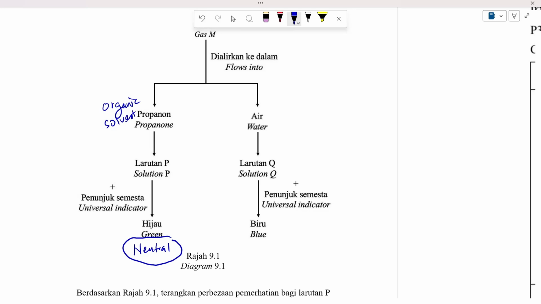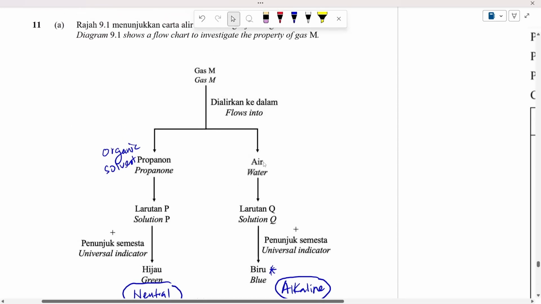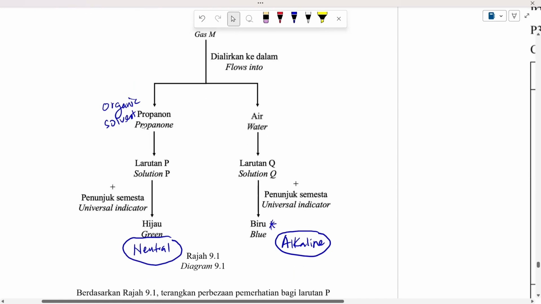Next we look into gas M. Same gas. But if you put it into water, it forms a solution Q. Then it shows a blue color. So universal indicator in blue color, what property is it? Alkaline. So we can conclude that gas M has alkaline properties. But why in the organic solvent propanone can it not show the alkaline properties?